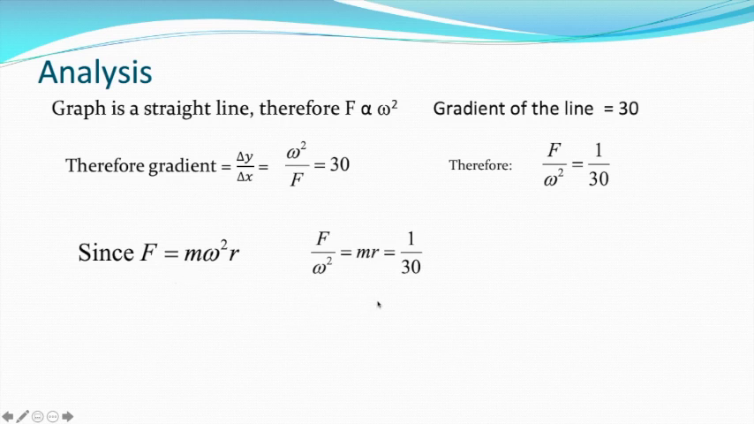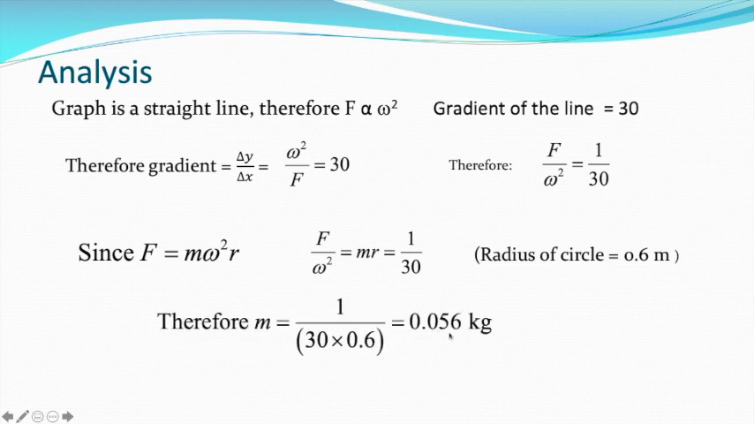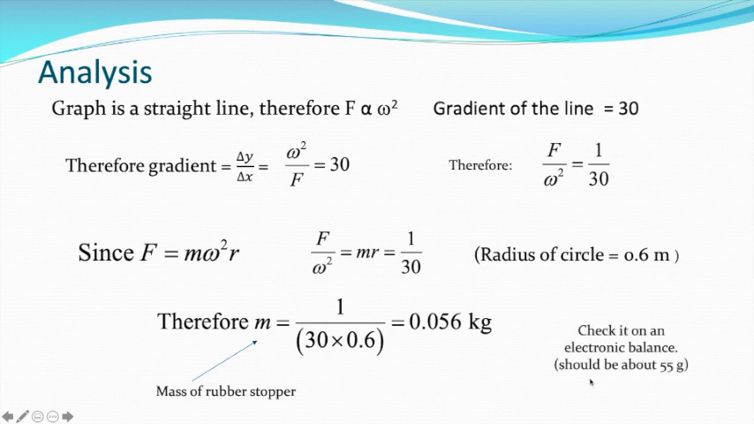Just rearrange the equation. And since the radius was 0.6, we can substitute in for r for 0.6 and work out what m is, what the mass of the rubber stopper was. Works out to be 56 grams from our experiment, and when measured on an electronic balance, I got 55 grams. So that's not bad. Quite a nice little experiment that demonstrates the relationship, and then some further analysis we could do to work out the mass of the object that was moving in a circle. Anyway, let's move on. Let's try some examples.